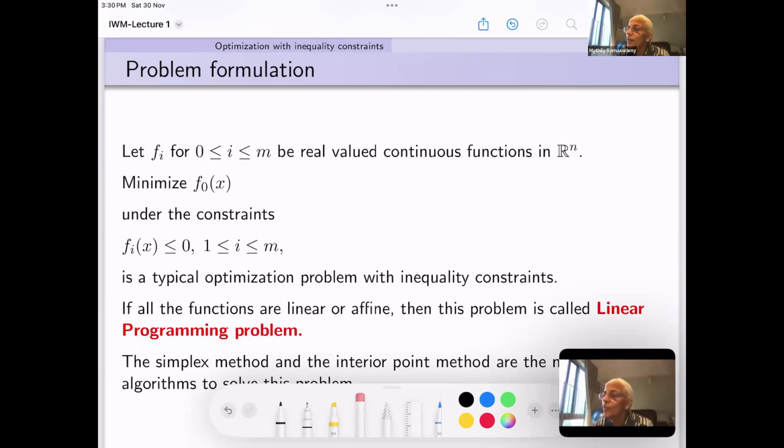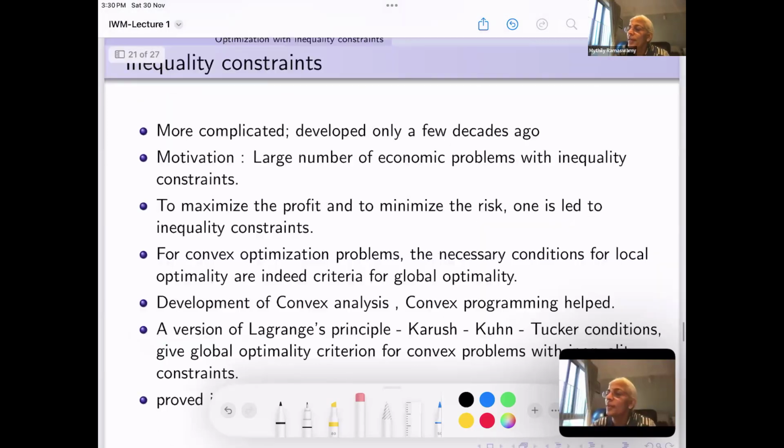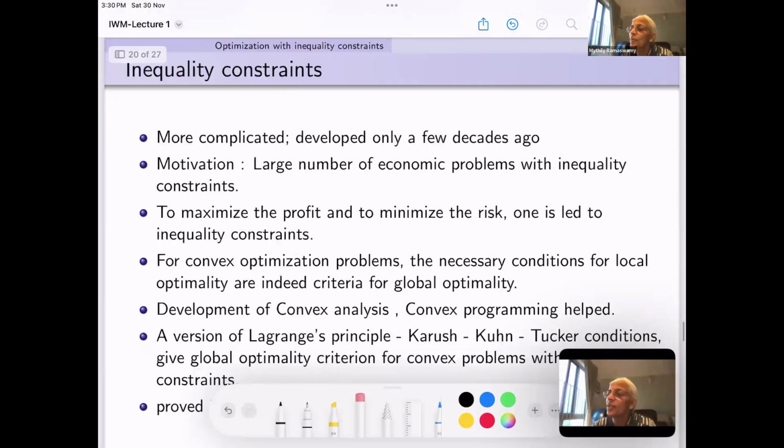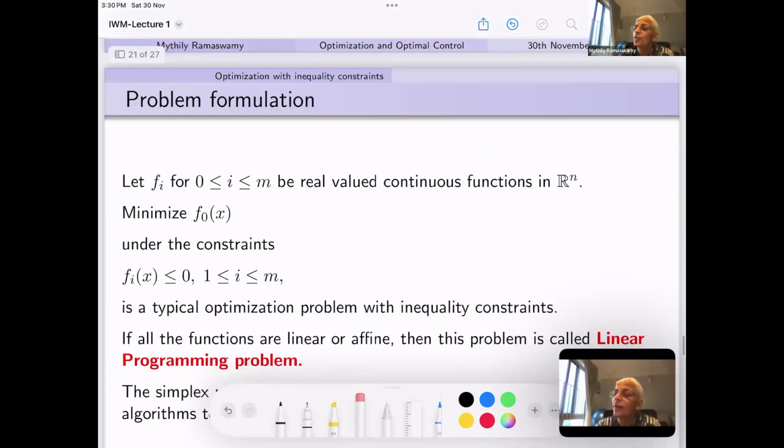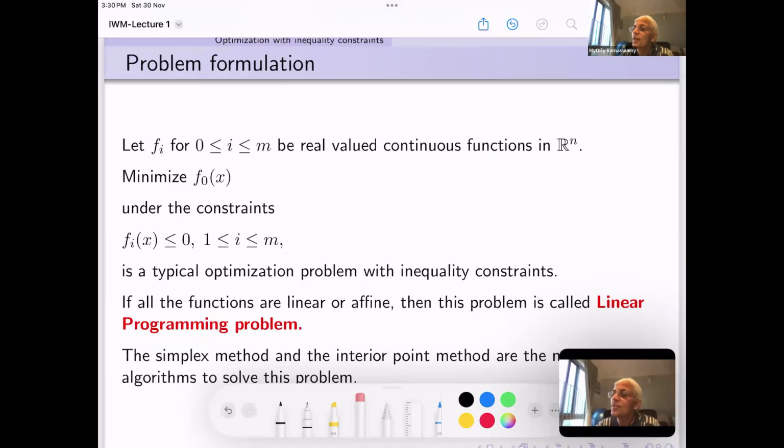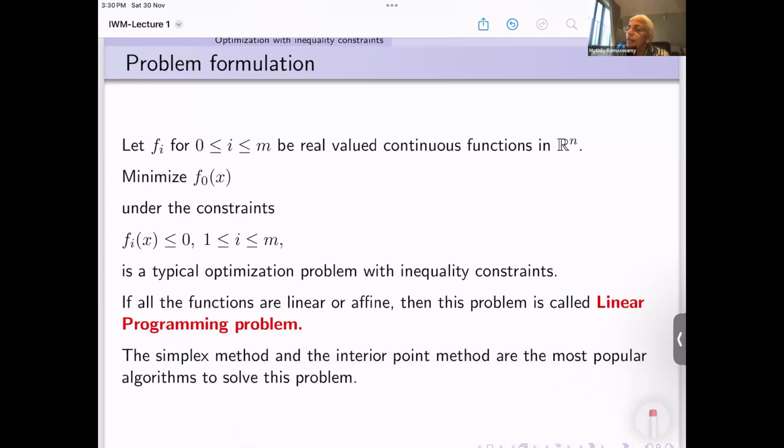Okay, so we were looking at inequality constraints. So the problem is now to minimize or maximize a functional. The problem formulation is like this: we are trying to minimize F naught of x under the constraints F1 less than or equal to 0, etc., up to Fn less than or equal to 0. This is a typical optimization problem with inequality constraints.